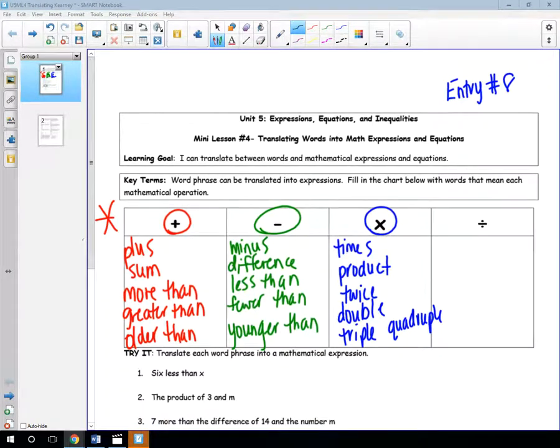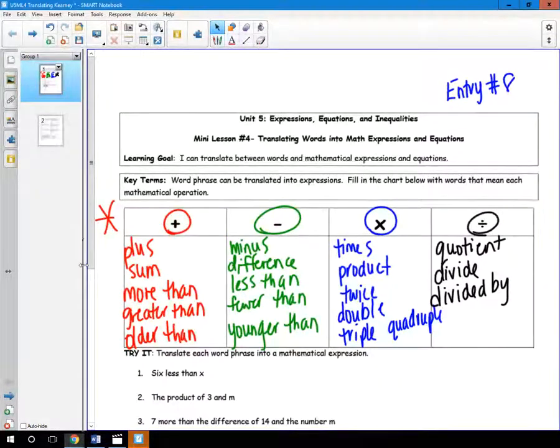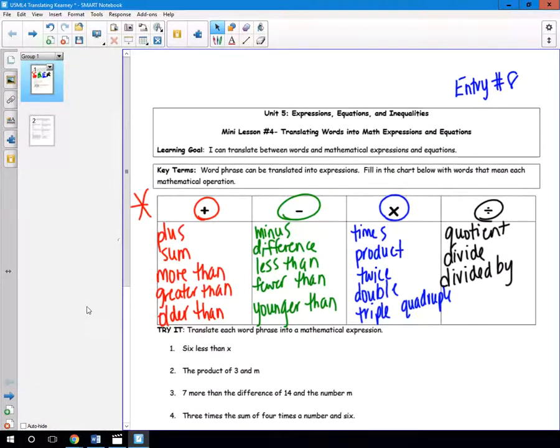Okay? And then divide. What are some keywords that would tell me to divide? Quotient. What is the quotient? Divided by, or just divide, or divided by. Okay, and you might have others. Feel free to add them in. Okay, so we're going to be looking for these keywords when we're setting up these expressions and equations. So let's go down and try one.